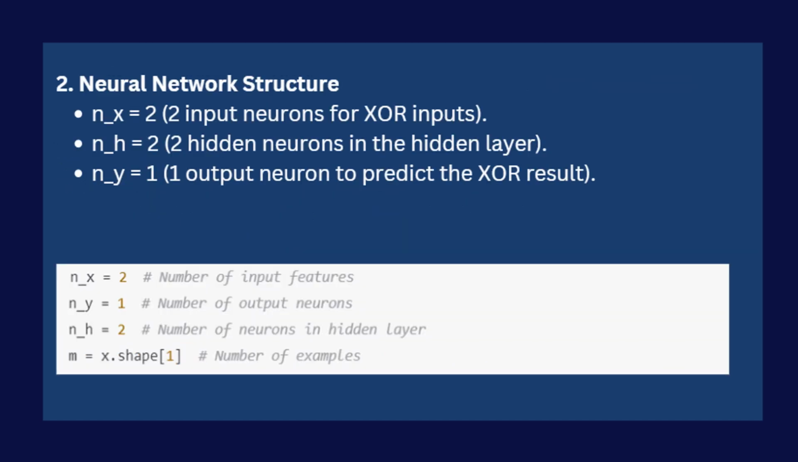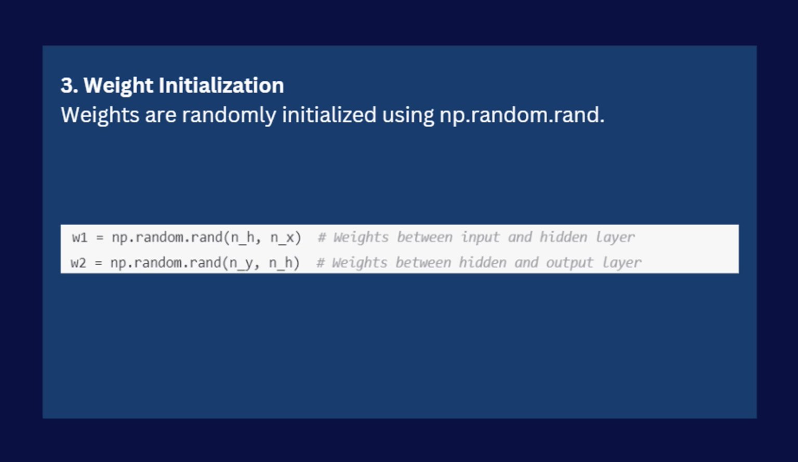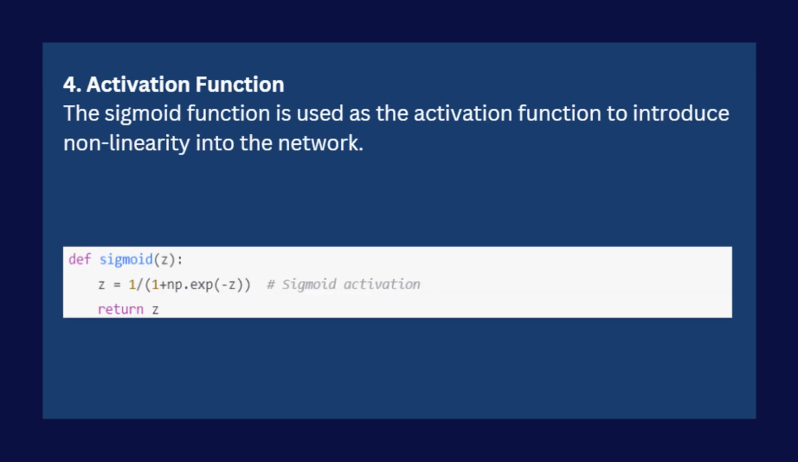Neural network structure: 2 input neurons for XOR input, 2 hidden neurons in the hidden layer and 1 output neuron to predict the XOR result. Third, weight initialization. Weights are randomly initialized using np.random.rand, including weights between input and hidden layers. Activation function. The sigmoid function is used as the activation function to introduce nonlinearity into the network, which is defined as def sigmoid function.